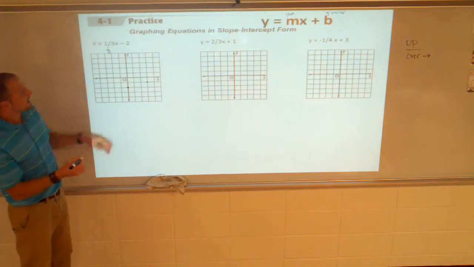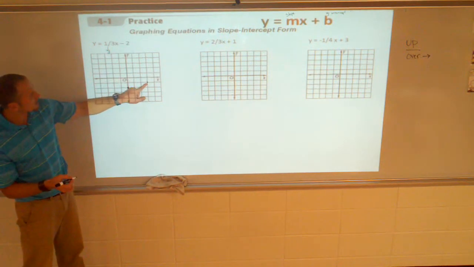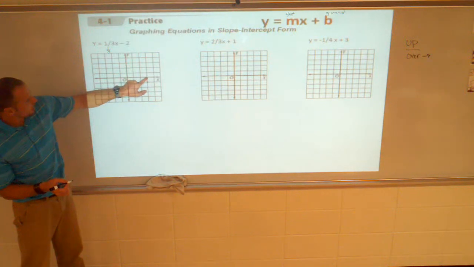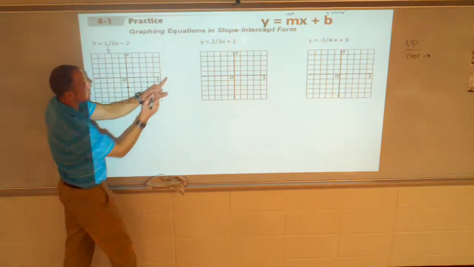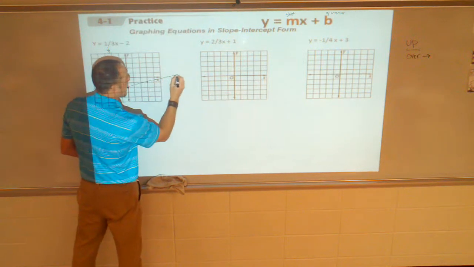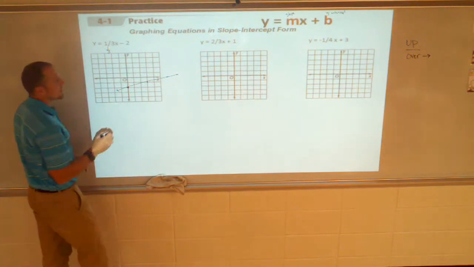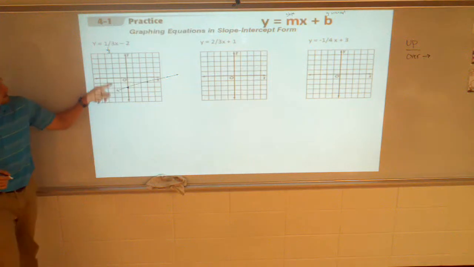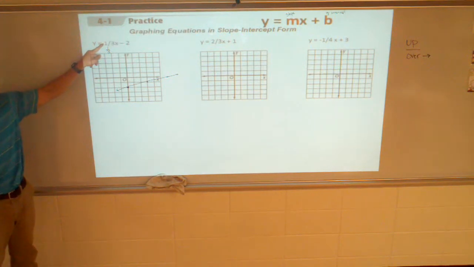That's my second dot. I always like more than 2 dots, so I'm going to go from here again, up 1 over 3. This is another point. Draw the line through it and put your arrows on both ends. That's the graph of this line.